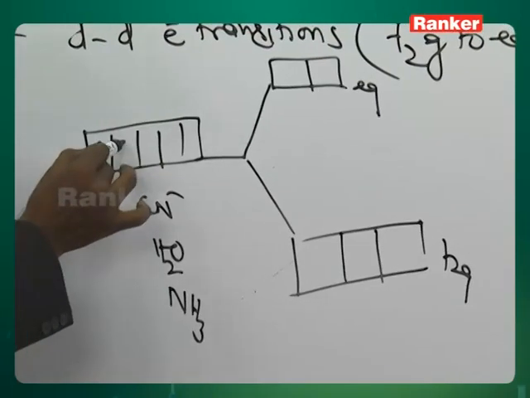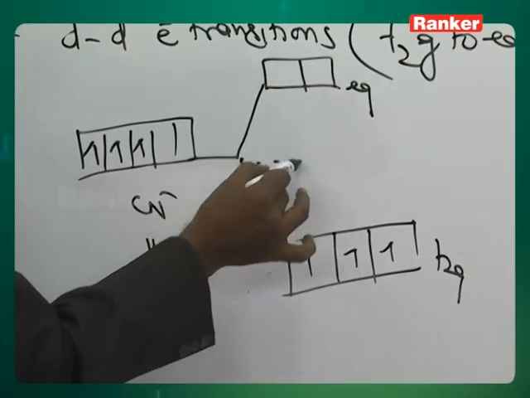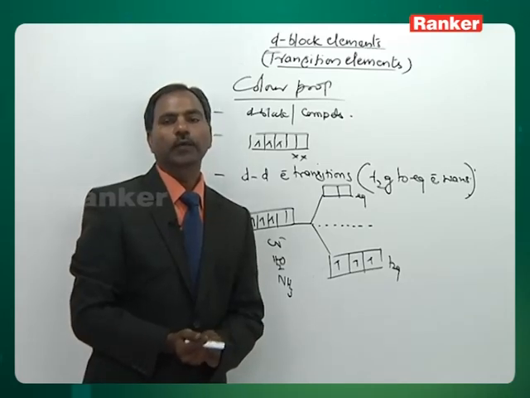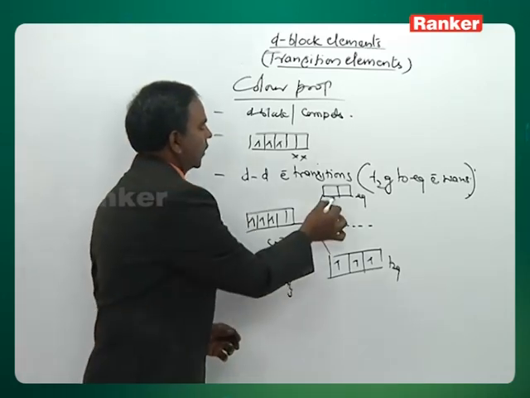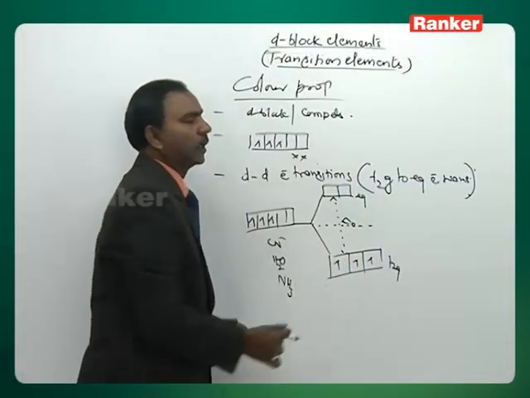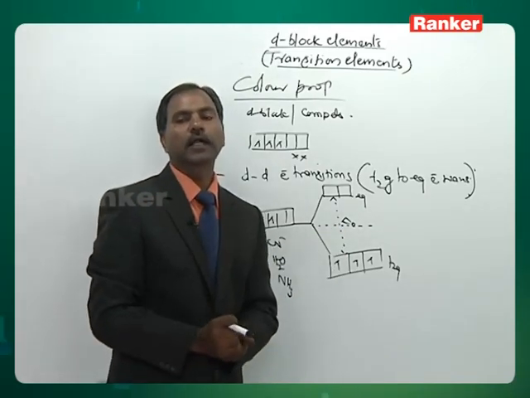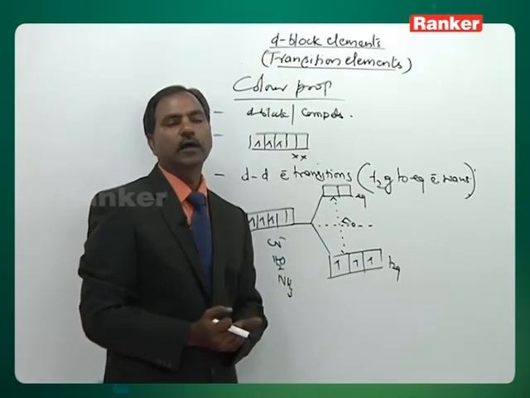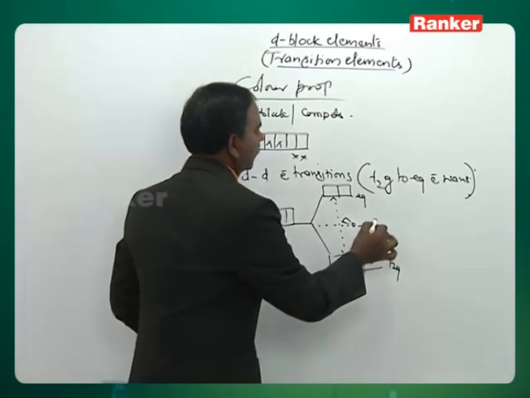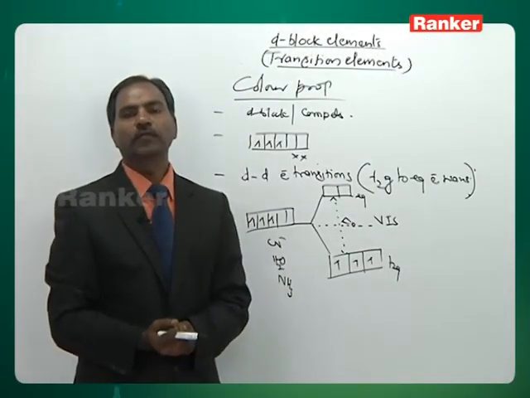Now consider a d3 electronic configuration. After the splitting, the electrons enter the lower energy level. Next, the energy difference between these two energy levels is represented by delta O. Delta stands for energy difference, and O stands for octahedral geometry. The splitting of orbitals in octahedral geometry is like this, t2g and eg. The energy difference between these two levels is very small. It is more or less equal to the visible region of light.